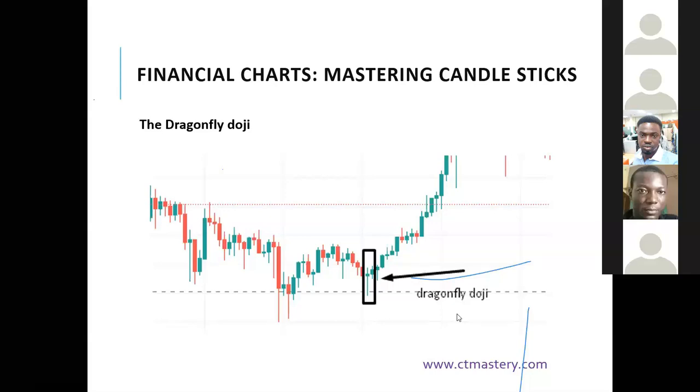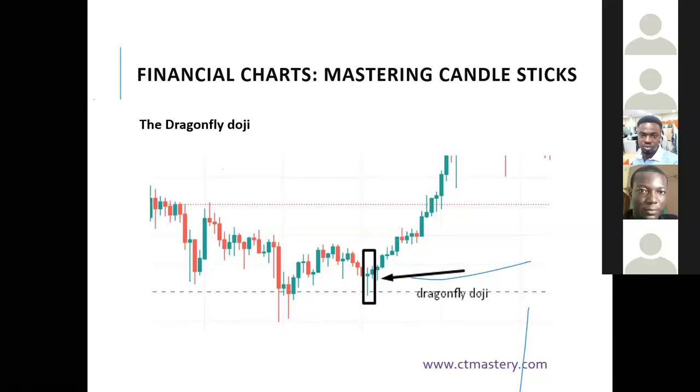So let's look at an example of a dragonfly. We had a dragonfly here in this chart, and when it appeared, what happened? The price went up. So if it occurs at the bottom of a downtrend, it is a strong indication that the price is going to go up. But we still don't take this trade. We still have to find confluence and confirm with other indicators to make sure that this is what it is really telling us.